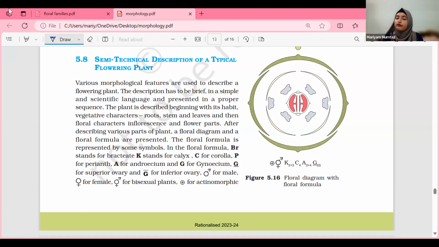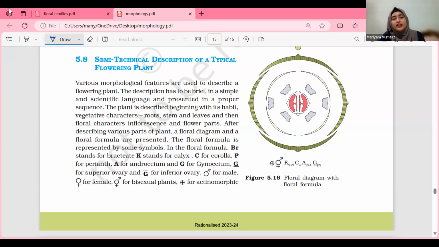But before writing the floral formula, we must know the terminologies, isn't it? You can't write a formula without them. For example, if you're writing force is equal to pressure upon area, you know P is for pressure and A is for area. You know the terminologies, then only can you write the formula. So let's talk about the terminologies here. Now let us read what is written here.